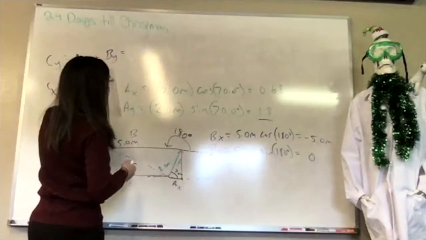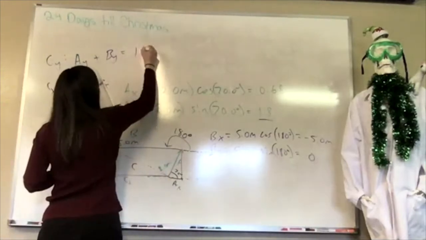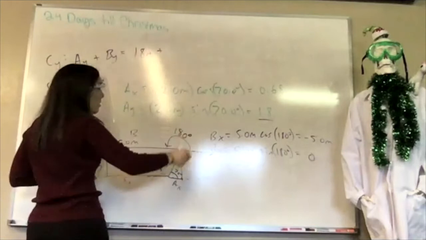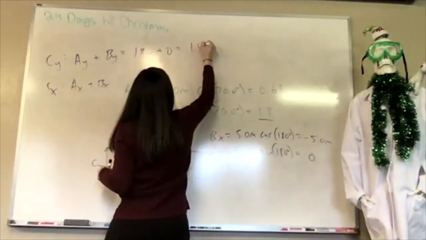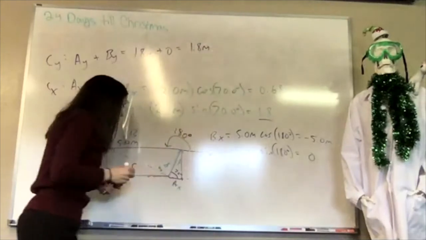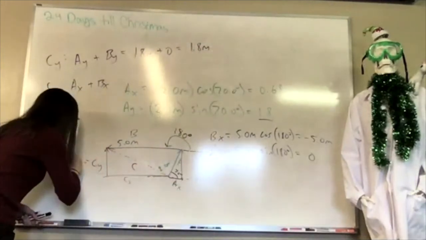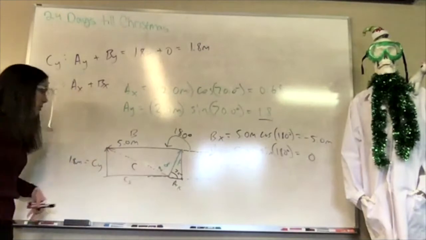Okay, so C of Y is A of Y, which is 1.8, plus B of Y, which is 0. So C of Y just equals 1.8. So we know that you went up 1.8 meters during the journey.